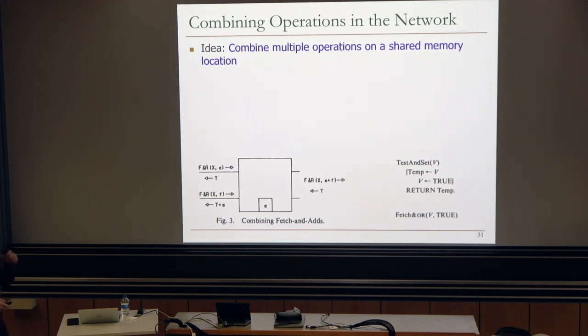But one of the things they did interestingly in this network as early as that time was actually do some computation in the network also. While the messages are being transferred, you know what kind of operation is coming in, and you could combine multiple operations on a shared memory location.